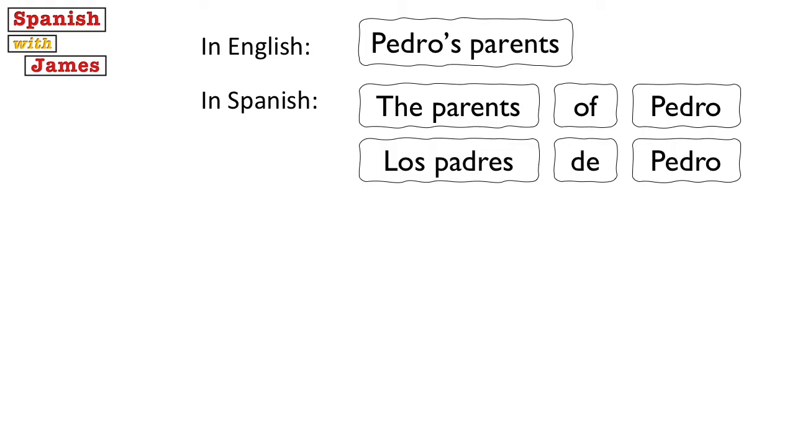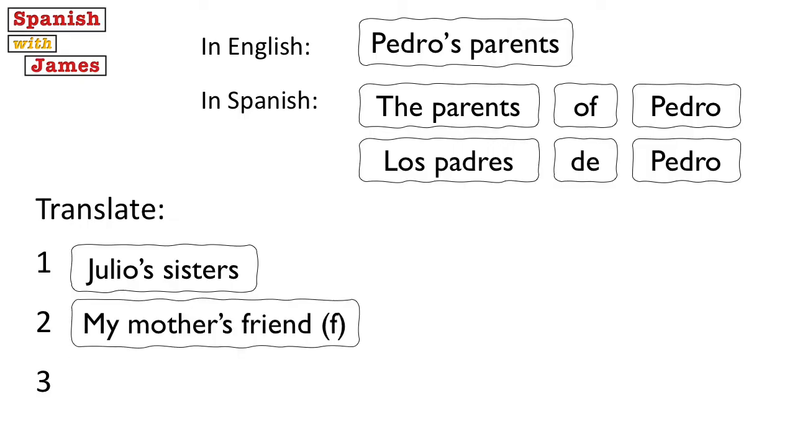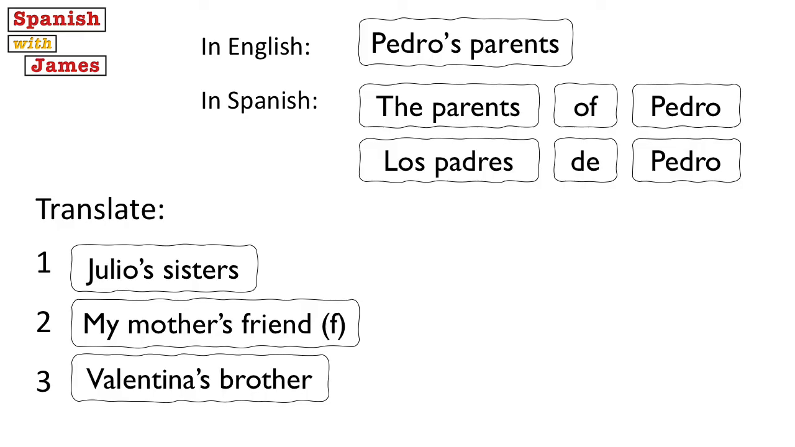We're now going to do a bit of practice so that you can get used to using this structure. So in a moment I'd like you to translate Julio's sisters, my mother's friend, female friend, and Valentina's brother. Okay, so when you're ready, just pause the video, use the structure that we've gone through. So Pedro's parents, the parents of Pedro, then put it into Spanish, and you're going to do that for these three. Write them down if you can, if not, just say them out loud. And when you've done them, just push play and we'll go through the answers.